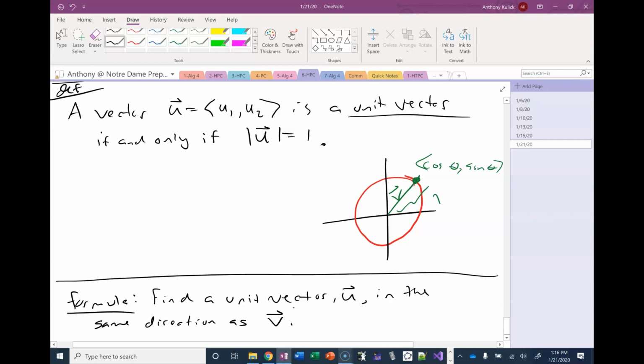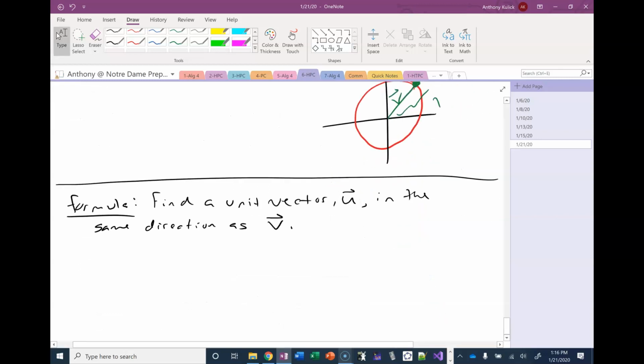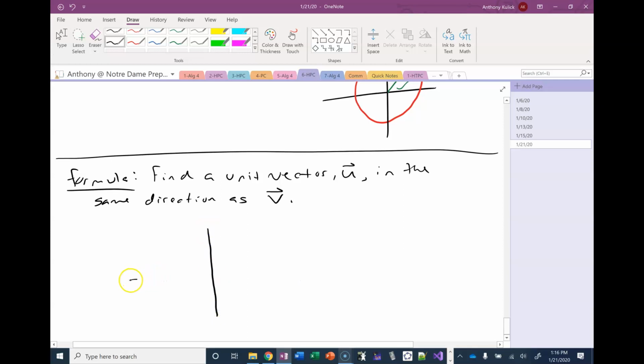So the next thing we're going to talk about is we're going to develop a formula to find a unit vector in the same direction as a vector v. So let's think about what this is that we're trying to do. So here's my vector v. If I want it in the same direction, I just want u to be like that, right? Everybody okay with that idea? Visually, what it is we're trying to do.